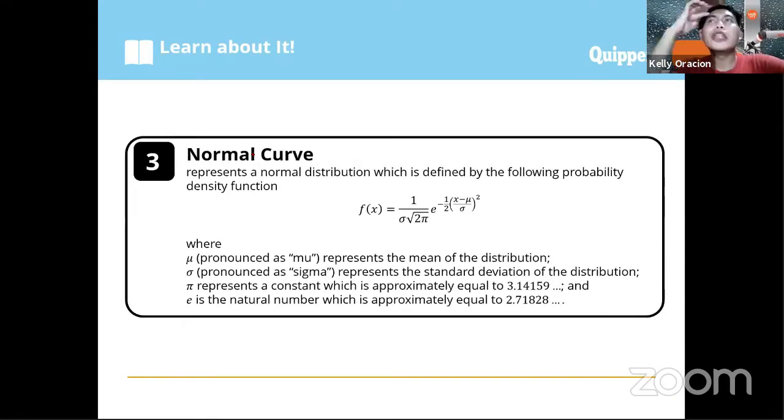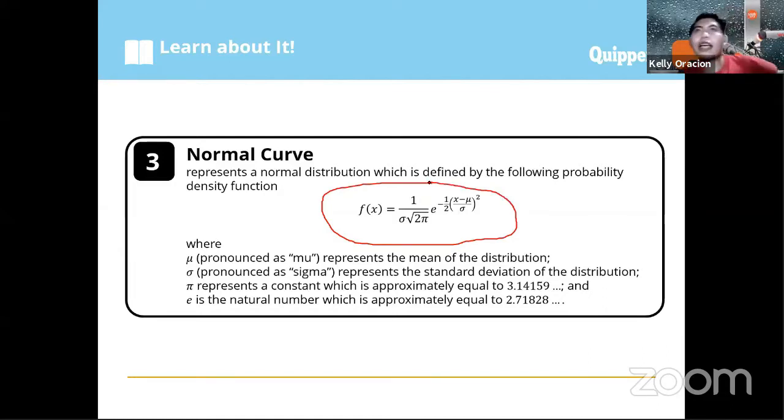Okay, normal curve. A normal curve represents a normal distribution which is defined by the following probability density. We have f of x is equal to 1 over standard deviation square root of 2 pi, e raised to negative 1/2 times the quantity x minus mean over standard deviation, squared. Don't you worry, we are not going to use this formula, okay? But this is the formula of the probability density function. We're not going to utilize that one.